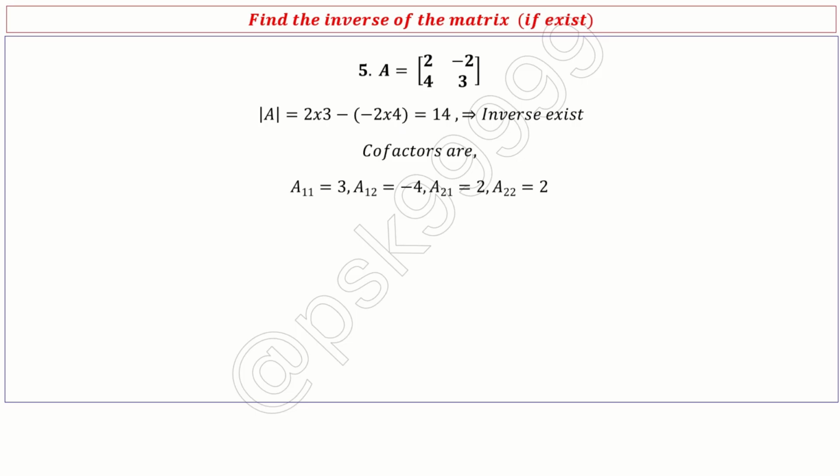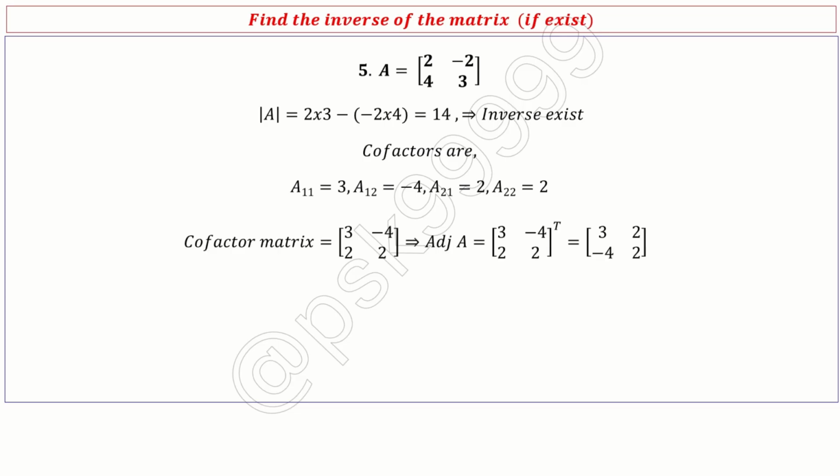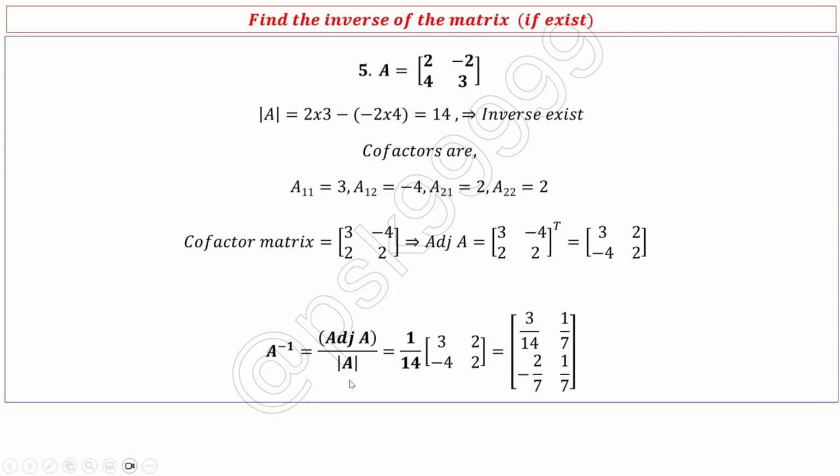Then the cofactors, these are my cofactor matrix. Then the adjoint matrix is the transpose of the cofactor matrix, which is 3, 2, -4, 2. Now my A inverse is adjoint of A by determinant of A, which is 1 by 14, right? 14 is the determinant. 1 by 14 times 3, 2, -4, 2, which is this value here. This is the inverse.